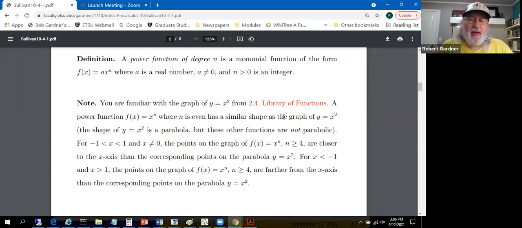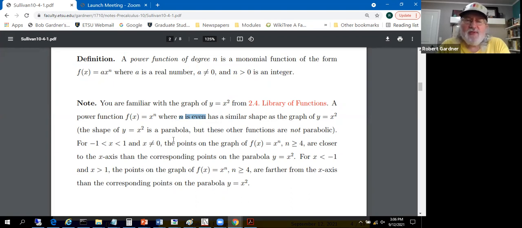So we're going to compare that to the power function f of x equals x to the n, where n is even. We'll consider n odd next, but first, we're comparing y equals x squared and y equals x to the n, where n is even. The claim is a power function f of x equals x to the n, where n is even, has a similar shape as the graph of y equals x squared. I think I'm quoting from Sullivan's text, so a lot of this is its verbiage.